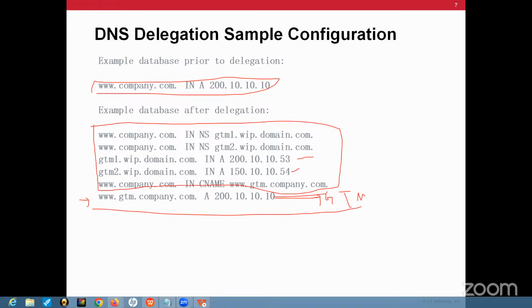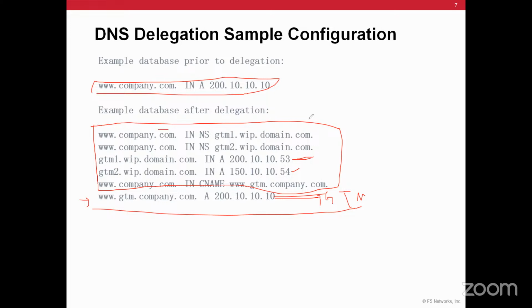GTM2.web.domain.com is INA 150. Why do we use 150, and when we use www.company.com it's INA 200.10.10.10. These are the GTM records. Basically, these records are mandatory. They are telling LDNS, I don't know the name, I don't know where .com is pointing to, but I know who can provide you the answer. That is GTM.